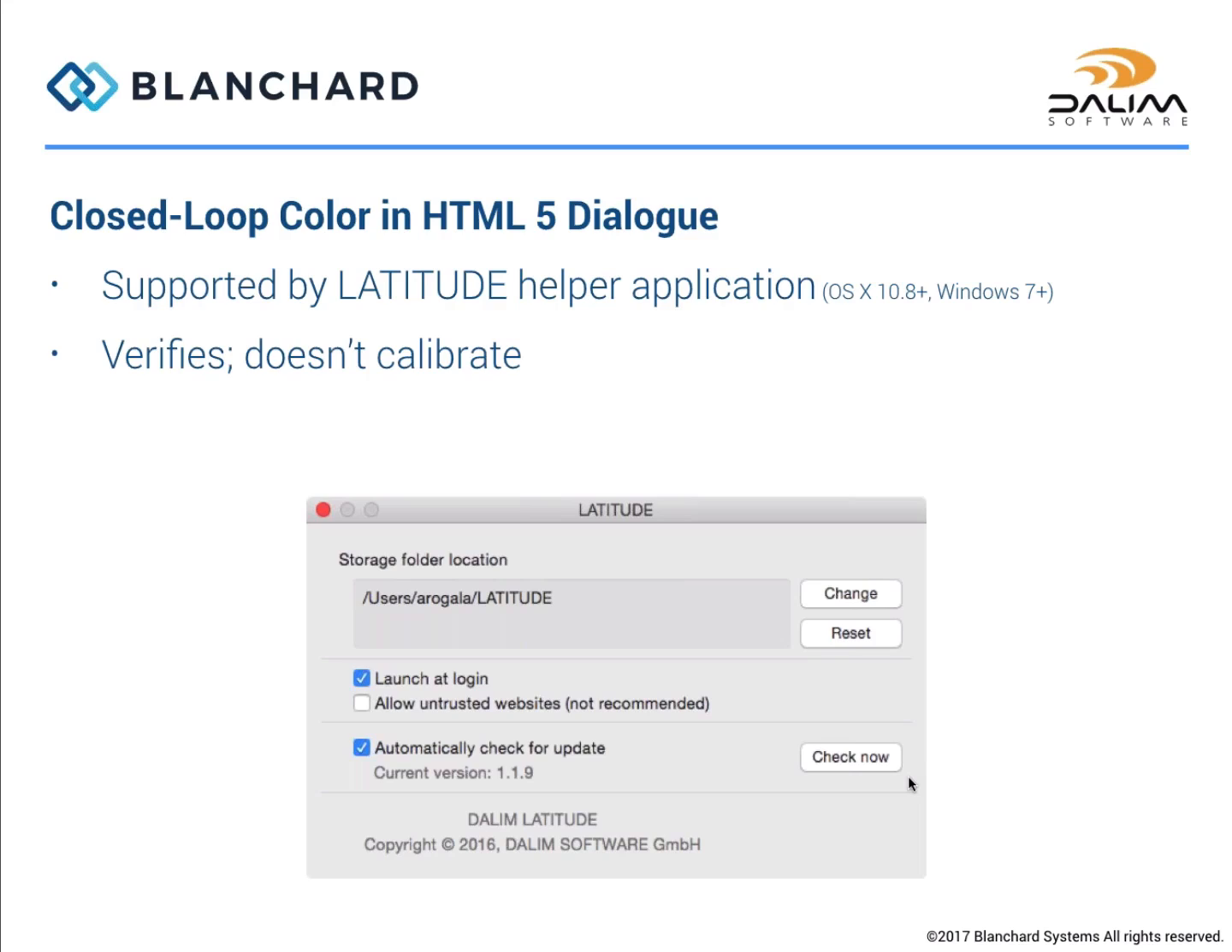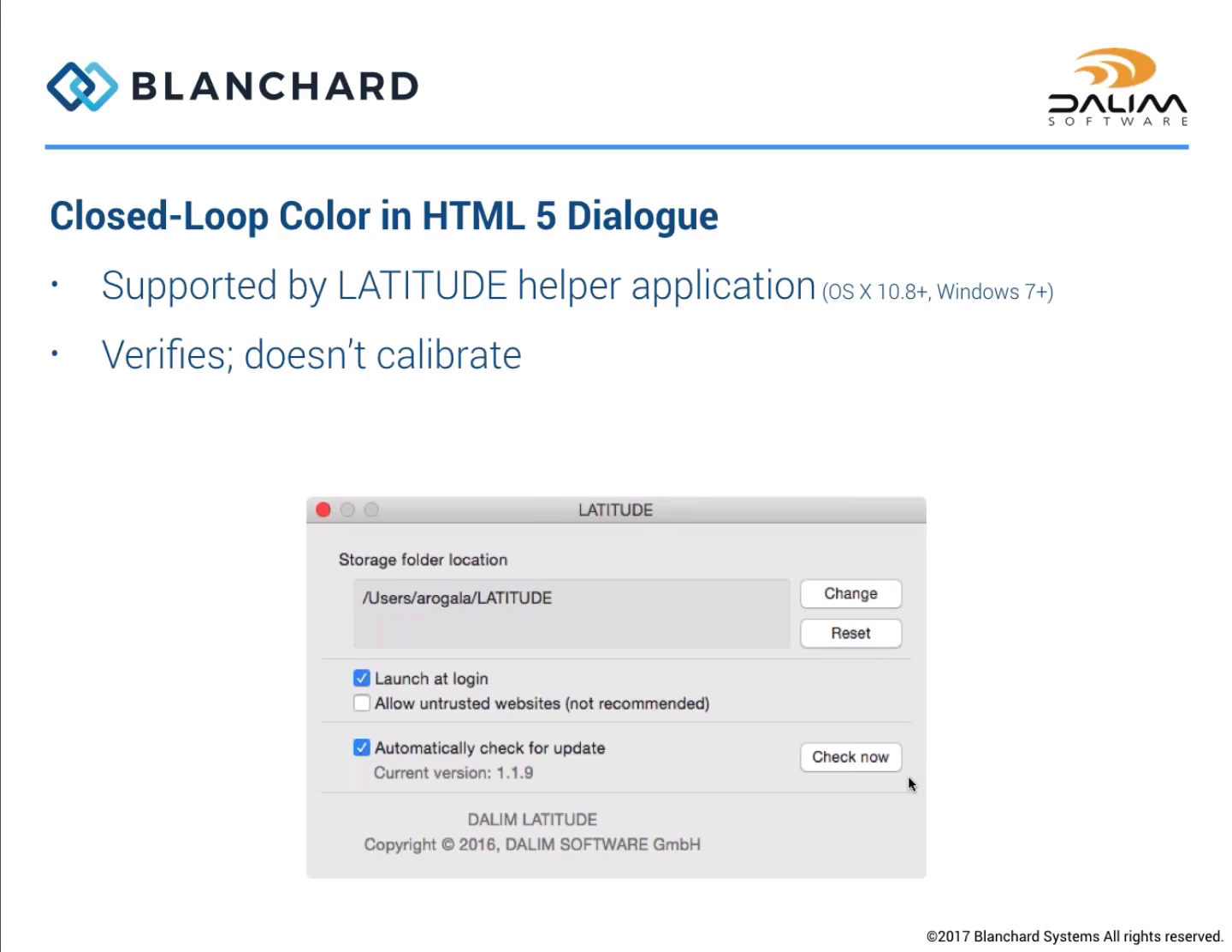This is basically just a helper application, which keeps track of when you open a file in Dialog. It keeps track of whatever monitor profile you're using. If necessary and it doesn't have it on the server, it'll upload a copy to the server so that's used to rasterize the files for screen display so that they'll match the color correctly on your monitor. This only verifies, it doesn't calibrate itself.